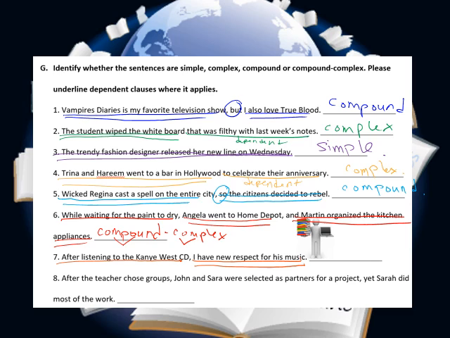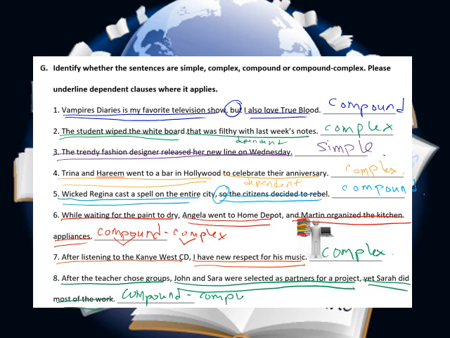After the teacher chose groups, John and Sarah were selected as partners for a project. Yet, Sarah did most of the work. Okay. After the teacher chose groups, dependent or independent? Dependent. John and Sarah were selected as partners for a project, it's independent. Yet Sarah did most of the work, independent, so it's a compound-complex sentence. Very good. Excellent.